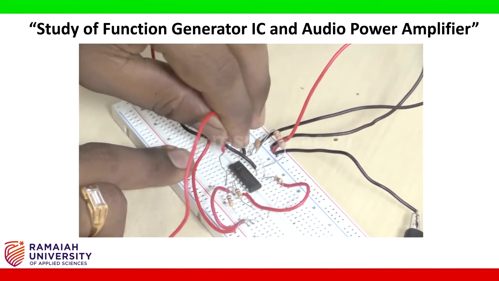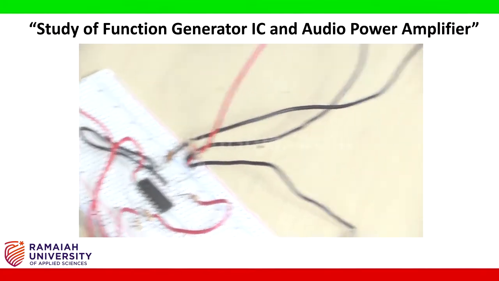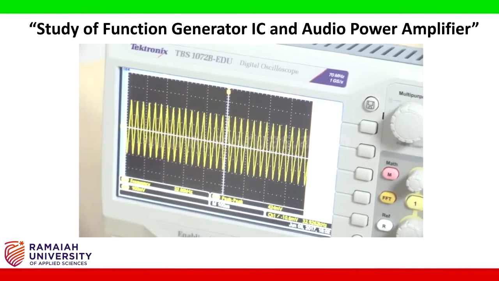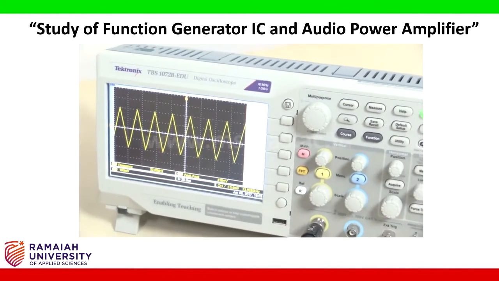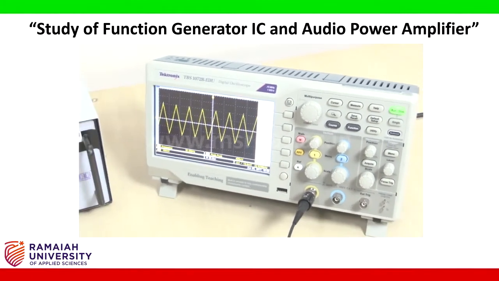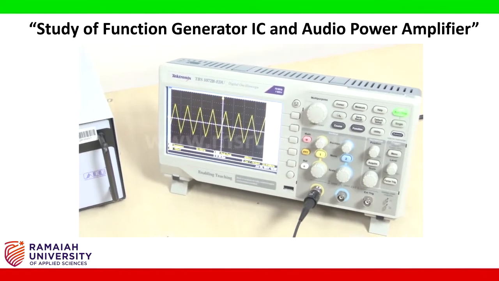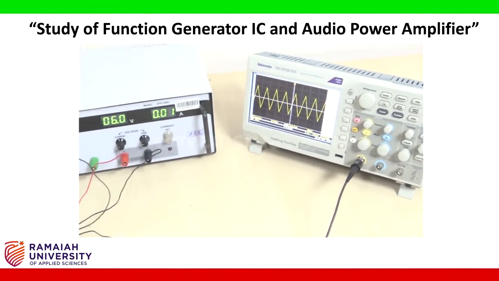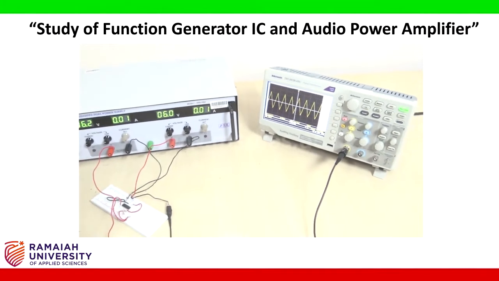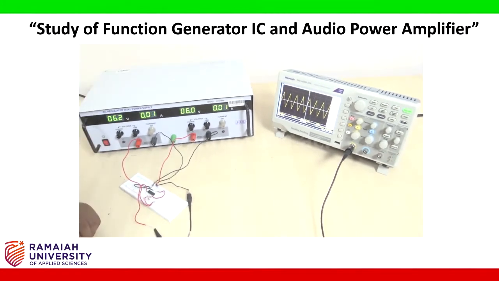I remove this one and I put it into terminal 3. Now I can get the triangular wave. This is the triangular wave. So by using this IC, we can generate square wave, sine wave, and the triangular wave. So this completes the wave generation experiment.